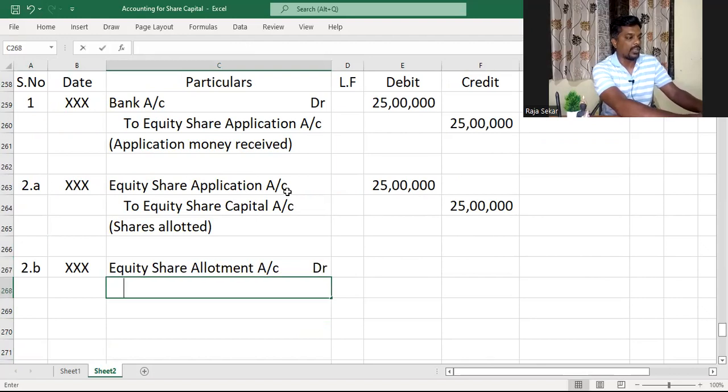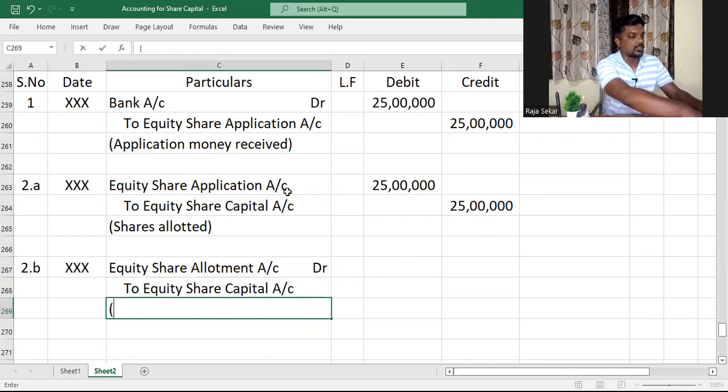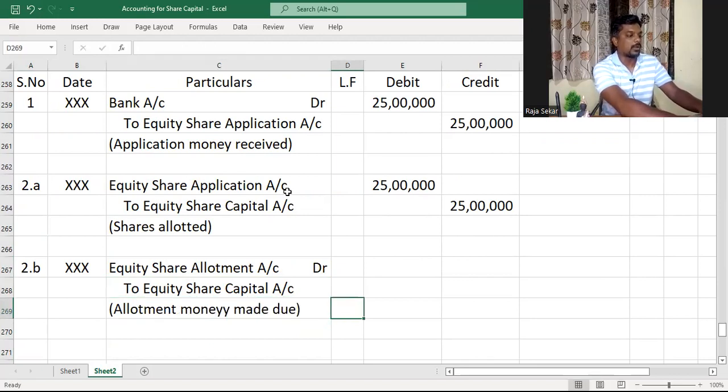The journal entry for making allotment money due, as you all very well know, is equity share allotment account debit to equity share capital account. The logic has already been explained. Allotment money made due. All right.